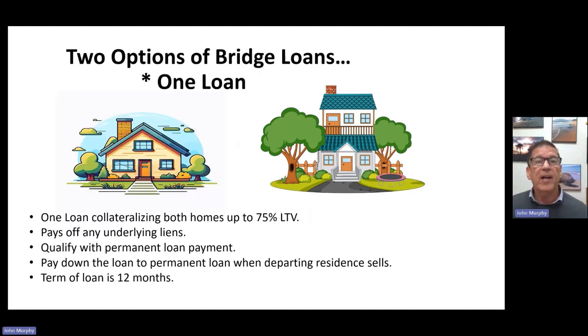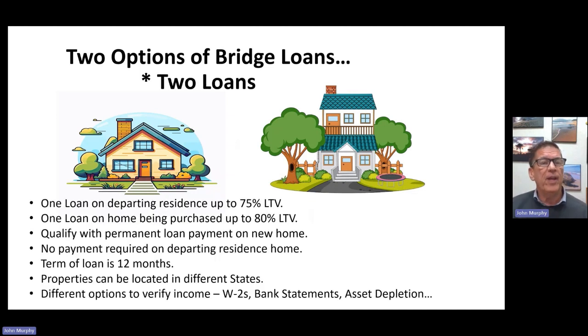I just want to mention there are a couple of options for bridge loans here, and they do have some differences. The one I just described is one loan, which, as I mentioned, collateralizes both houses up to 75% loan to value, and pays off the underlying lien on the departing residence. However, you qualify with just the permanent loan payment on the new home. So when the loan is underwritten, even though it's a much larger loan, it's going to be underwritten for the smaller permanent loan that will be there once you sell your home and pay down the large loan to the smaller amount and the smaller payment. And the term of that loan is 12 months. You have 12 months to sell your home and pay down that loan.